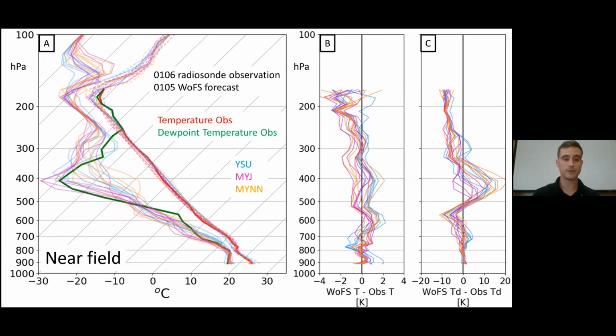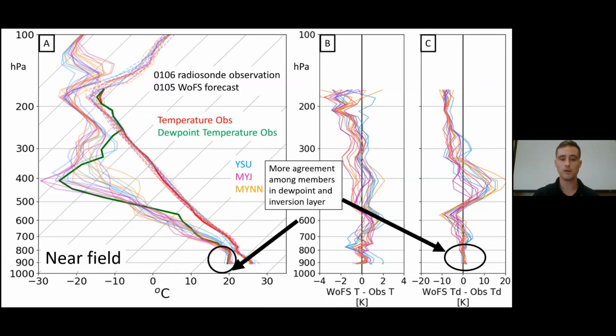Now looking at the near field 0106 observation, same images here, things to point out. One, there's more agreement among these members for the dew point and the inversion layer, and so the members have sort of converged to the appropriate solution. And the YSU scheme I also want to point out is predicting a weaker inversion layer. However, all of the members together do a good job of enclosing the observation.